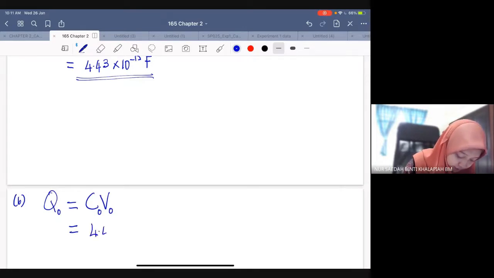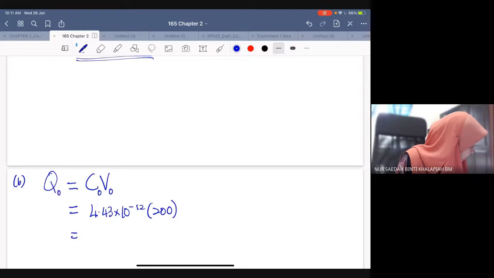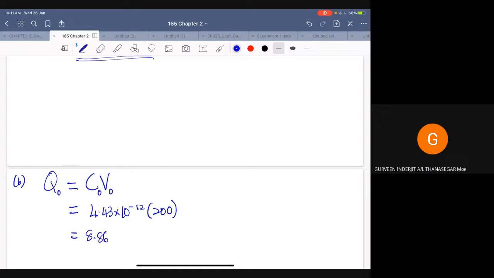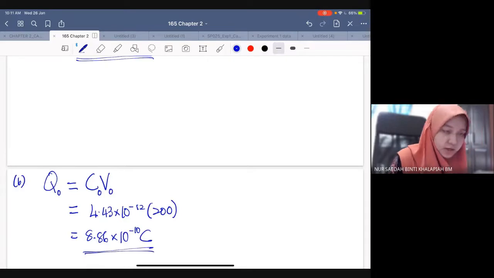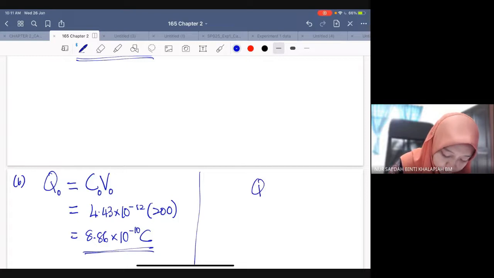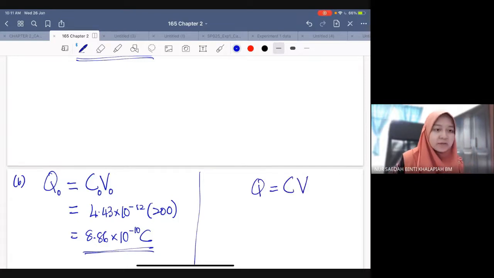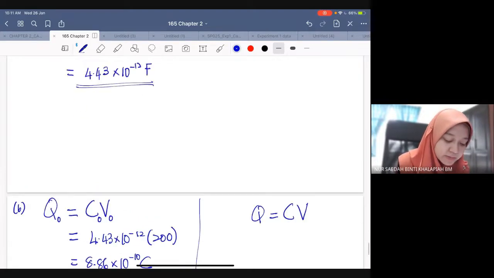So C naught kita 4.43, eksponen negatif 12, V naught kita tadi 200. So dapat 8.86, eksponen negatif 10. Negatif 10 charge coulomb kita punya unit. Okay. So kalau yang ni pula, kalau yang ada dah dielectric, so Q sama dengan CV sahaja. So macam mana dengan V dia?